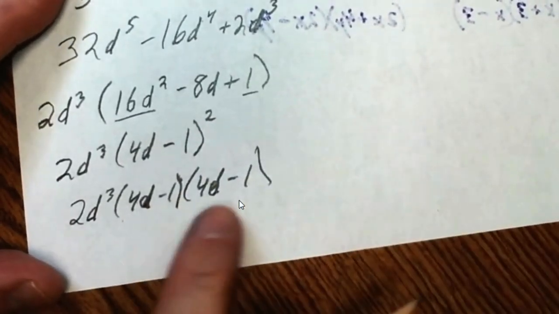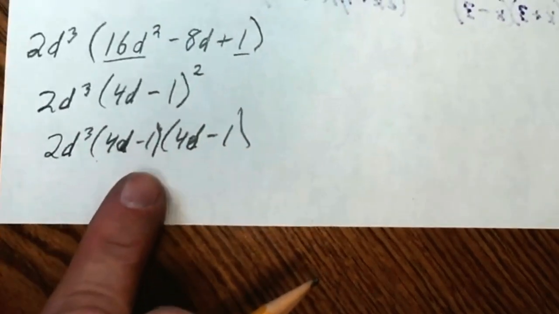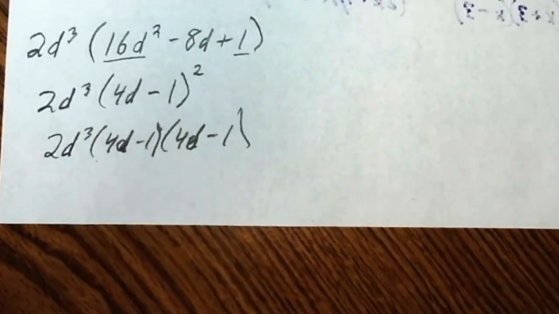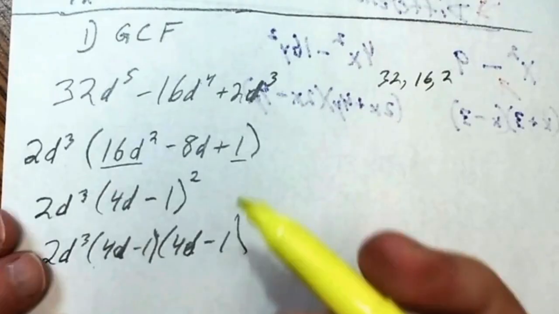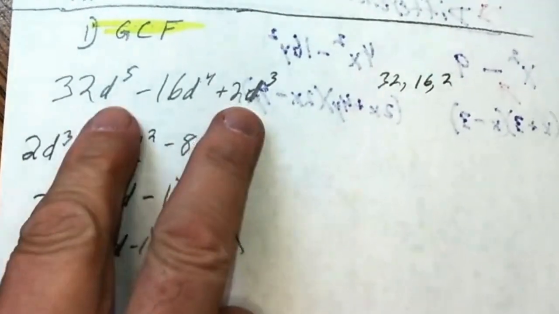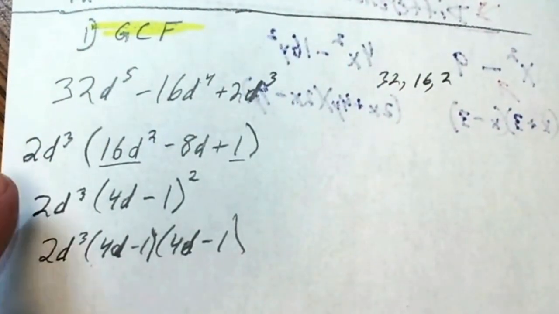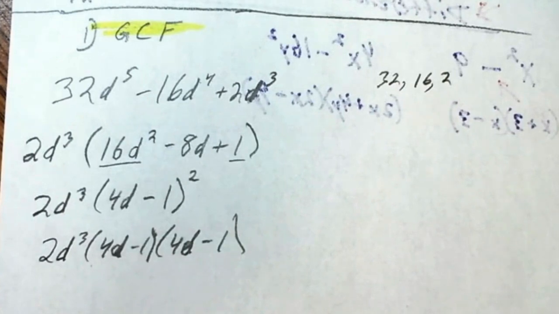Because it's squared, there are 2 factors of this. There's 2 factors of this. Either one of these are fine. Fully factored. Do not forget greatest common factor. That changes the whole problem because this did not look factorable until we realized, oh, wait a minute, we can factor 2d^3 out of every term. Now it looks factorable.